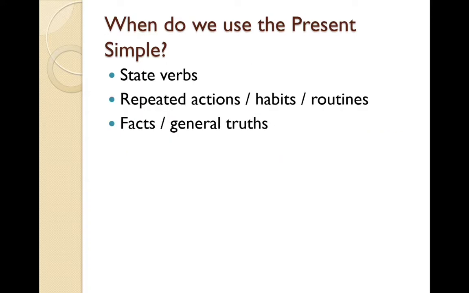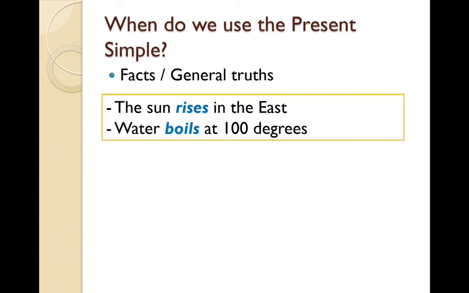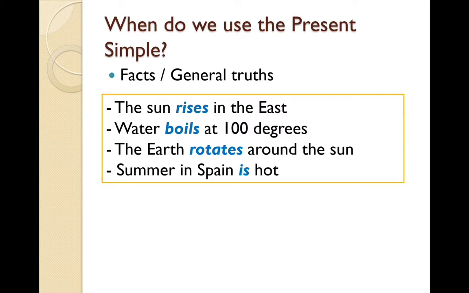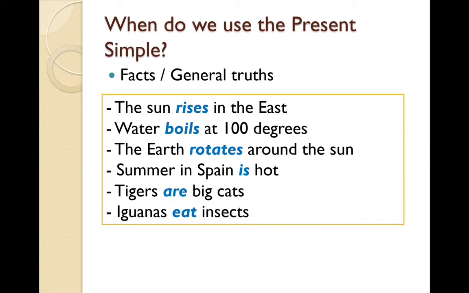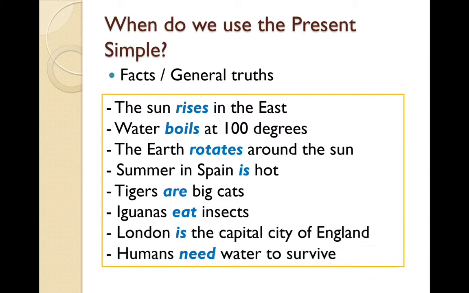We also use the present simple tense to talk about facts or general truths. The sun rises in the east. Water boils at 100 degrees. The earth rotates around the sun. Summer in Spain is hot. Tigers are big cats. Iguanas eat insects. London is the capital city of England. Humans need water to survive.